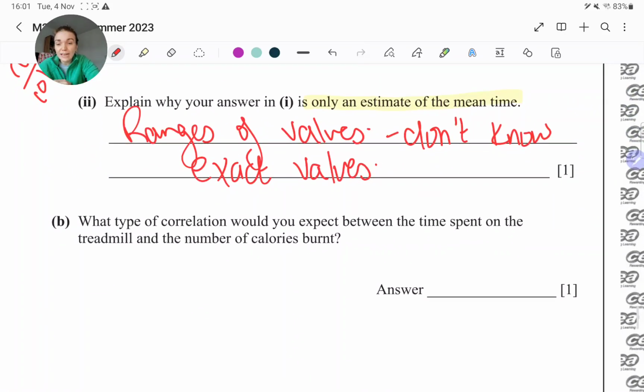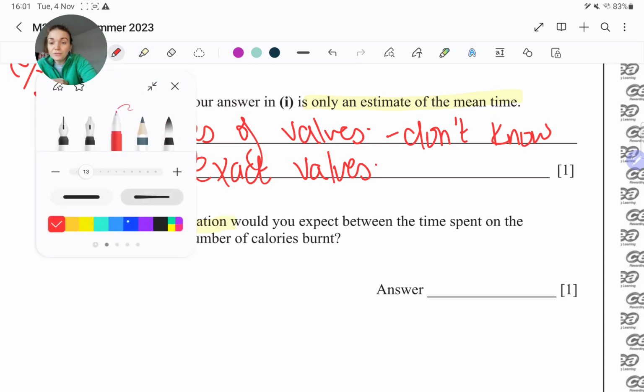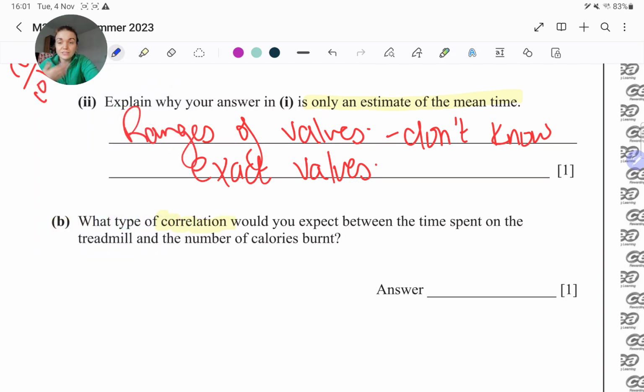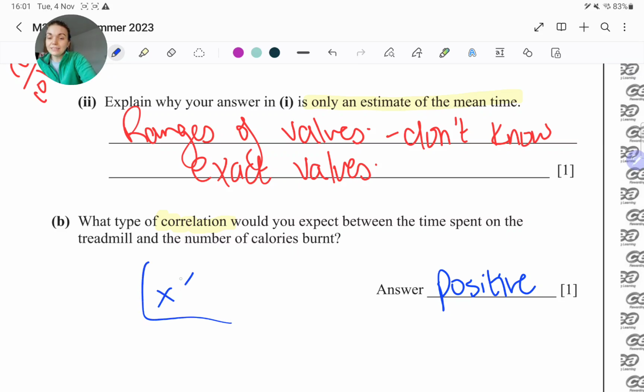Then it says, what type of correlation would you expect? If you remember back to what correlation means, correlation just means the relationship between two things. So time spent on a treadmill and number of calories burnt. We would like to think that the more time we spend on that treadmill, the more calories we're going to burn. That's what we're there for. So it would have a positive correlation, because the more time we are spending on the treadmill, the more calories we are burning. So it's a positive correlation.